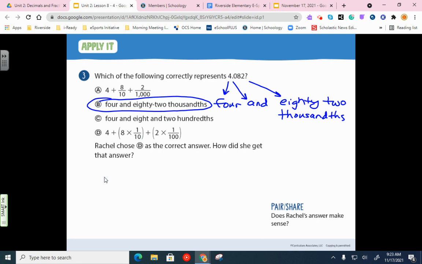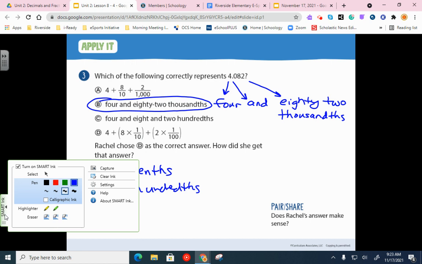Well, what she did is she thought the 8 was in the tenths place, and then 2 was in the hundredths place. And that's incorrect. We can look up there. We have the 0 in the tenths, an 8 in the hundredths, and a 2 in the thousandths. So that's how she got the incorrect answer.